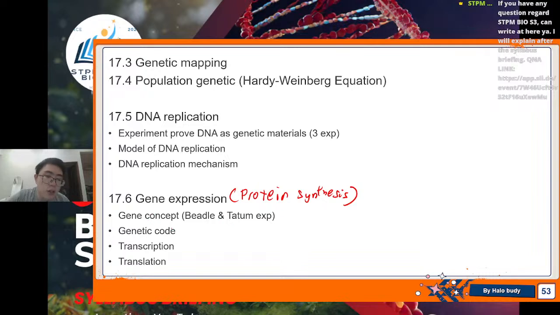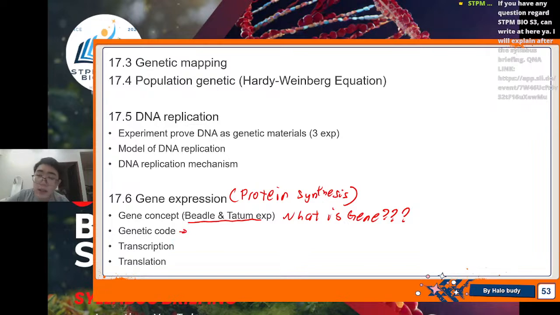They prove gene concept. So in DNA replication, you already proved that DNA is genetic material. And then what is gene? What is gene? Masa tu semua tak tahu. Inilah. Ini orang ni, dia proof lah. Gene concept. Okay. Next is genetic code. What is genetic code? Genetic code.